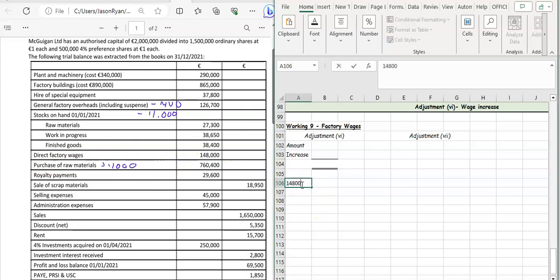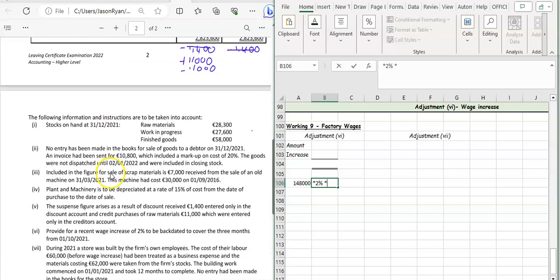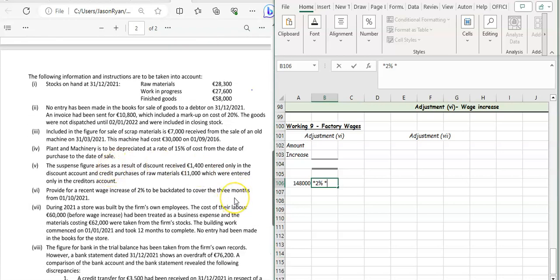So that 148,000 doesn't include an increase of 2%. So you can multiply that by 2%. That 2% is going to give it to us for the year, but that wage increase is not for a full year. The wage increase is only for 3 months. So then we're going to multiply that by 3/12.